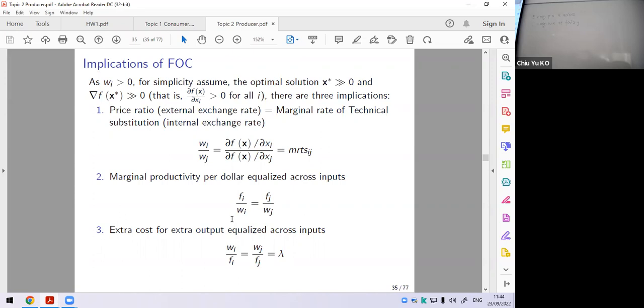Put it this way. If you put in one more unit of input i, this is how much product you produce, right? And this is the cost of doing it, right? And this must be the same for every input. Okay, is that clear?